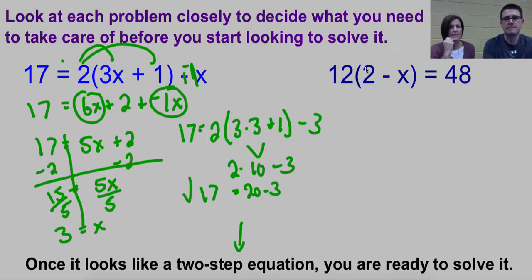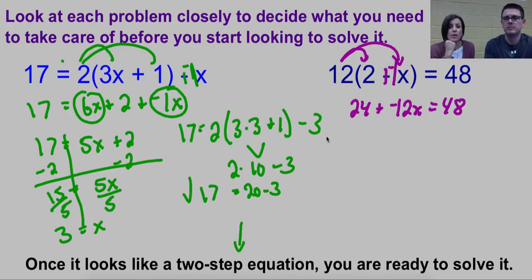All right. Oh, I have a negative x. Can you change that to adding a negative 1x for me? Sure can. Thanks. Now we're going to distribute. 12 times 2 is 24. 12 times a negative 1x is a negative 12x is equal to 48. So we distributed. We don't have to combine like terms. We're back to a two-step equation ready to solve.